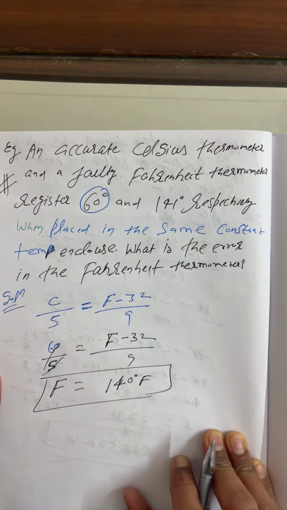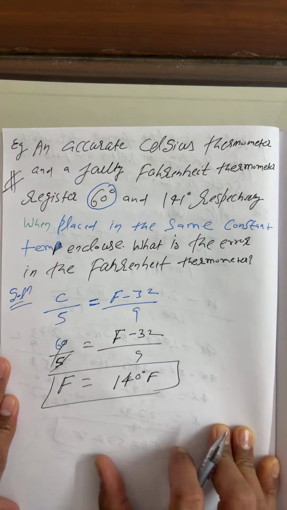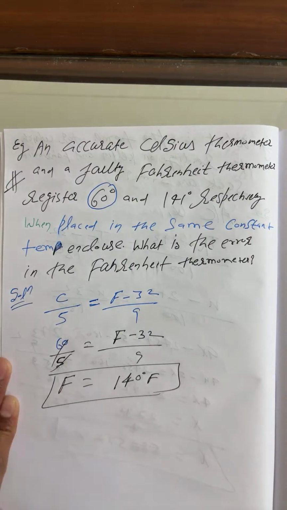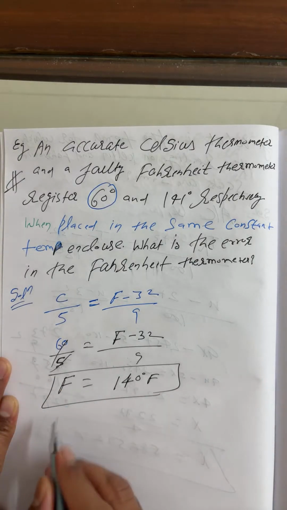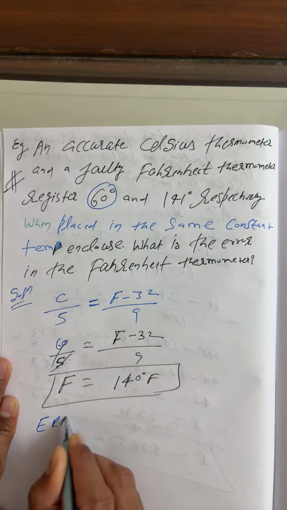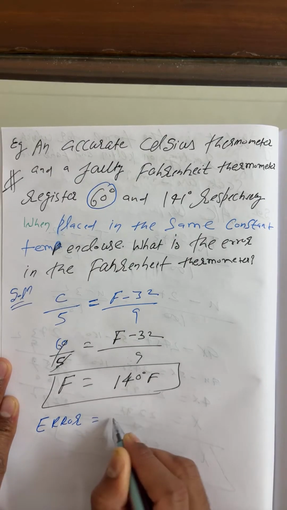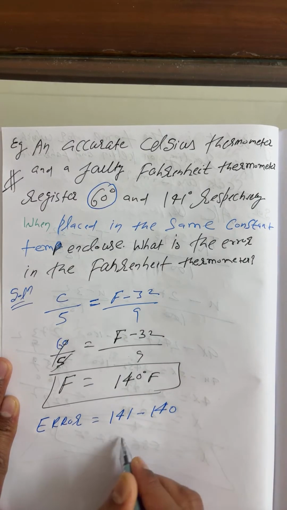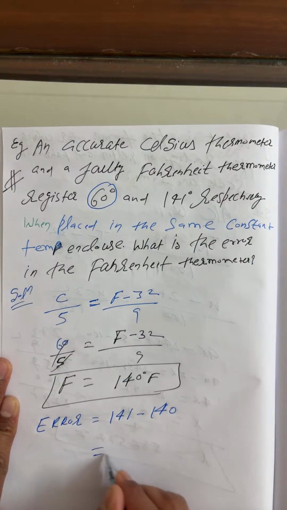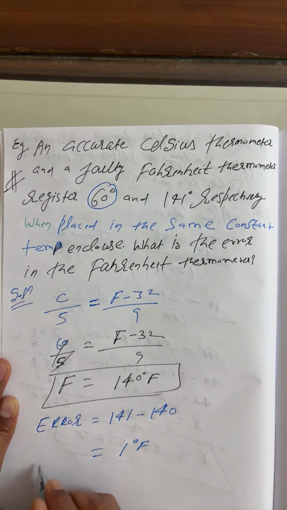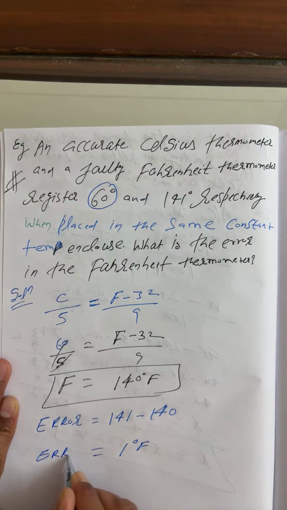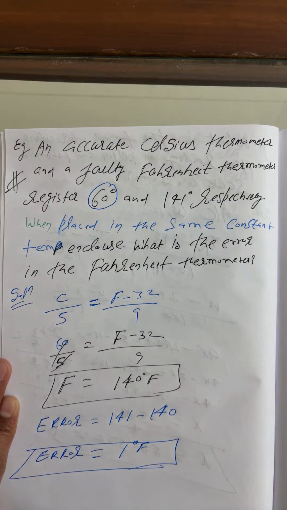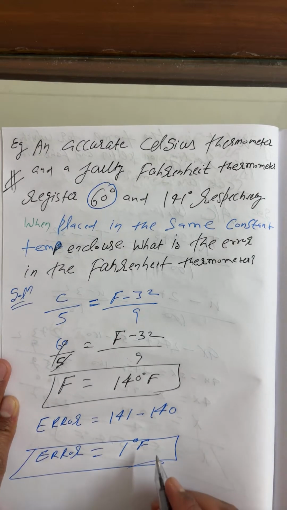Wait, Sagar. F is 140 degrees Fahrenheit. We wish to find the error here. So what is the error? This is 141 minus 140. So you can say this is 1 degree Fahrenheit. So the error in reading in Fahrenheit is 1 degree Fahrenheit. Correct, yeah. Correct, Sagar, you already answered.